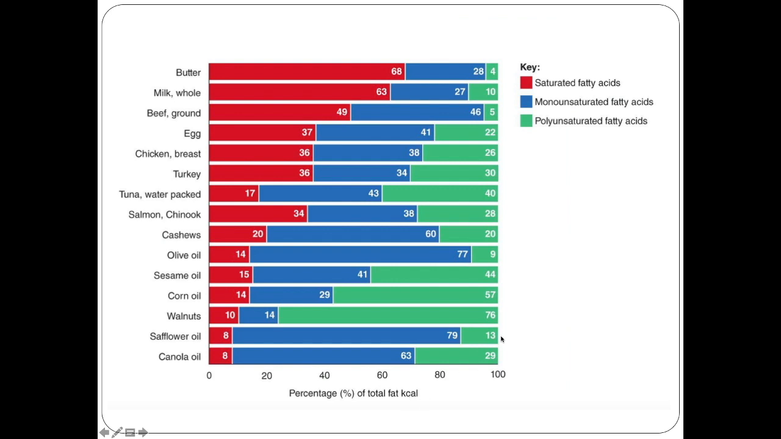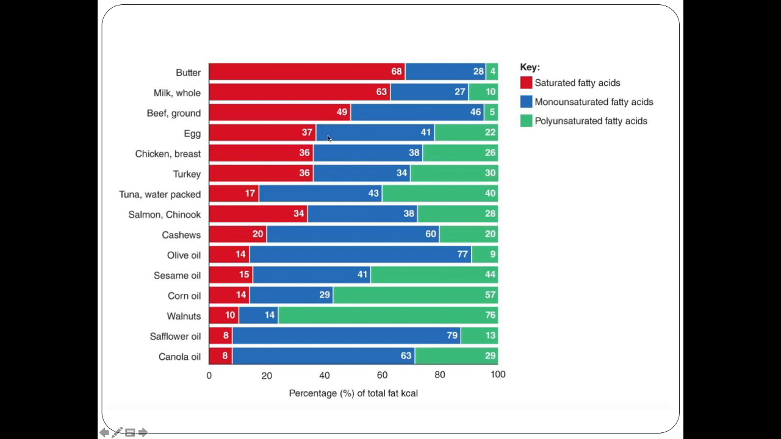And this is a diagram that just shows the percentage of fats in different foods that are saturated, monounsaturated, or polyunsaturated. And remember, the polyunsaturated ones are the ones that are going to have omega-3 and omega-6s. Butter doesn't have a ton. Whole milk has a little bit more polyunsaturated fat. Beef has very little.